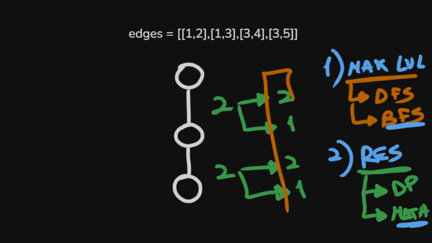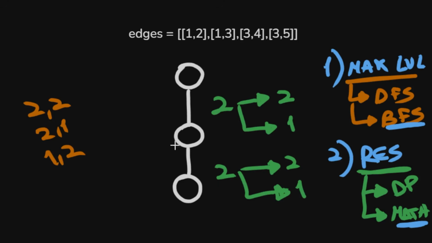So how many combinations do we have here? Well, we can pick 2 and then 2. We can pick 2 and then 1. We can pick 1 and then 2. And we can pick 1 and then 1. Here we have 4 possible combinations, and this is nothing but 2 times 2. And out of these 4 possible combinations, we know that half of them are odd.